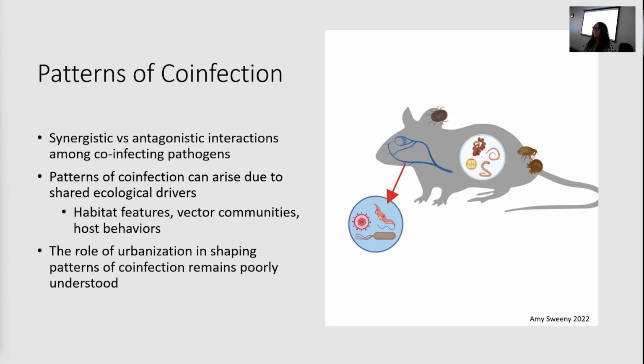In some cases, infection with one pathogen can increase susceptibility of a host to a secondary infection due to altering their immune function. And then in other cases, pathogens can compete with each other, making it less likely for both of them to infect one individual. Patterns of co-infection can also arise due to shared ecological drivers, like habitat features, vector communities, and also host behaviors. However, the role of urbanization in shaping these patterns of co-infection remains poorly understood.